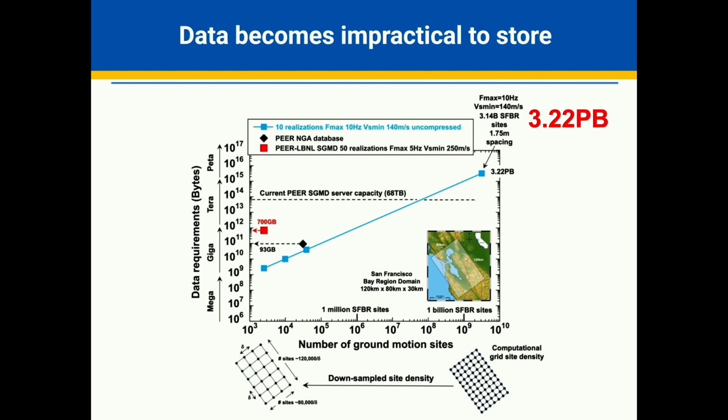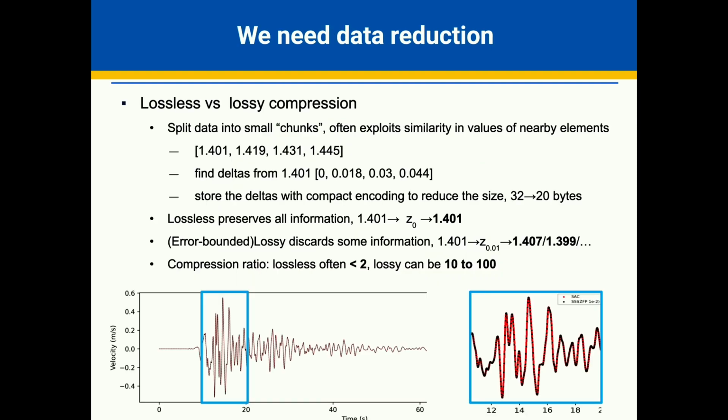So here's a line trend of the data sizes. If we want to do something further, 10 realizations of 10 hertz, and if we want to reduce the Vs mean to 140 meters per second, then just 10 of those runs will produce 3.2 petabytes of data, which is just too big to handle. So what are we going to do with that?